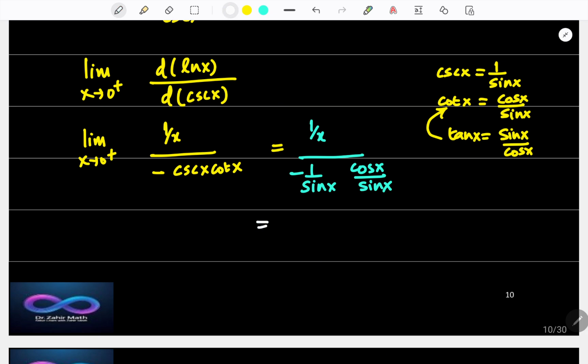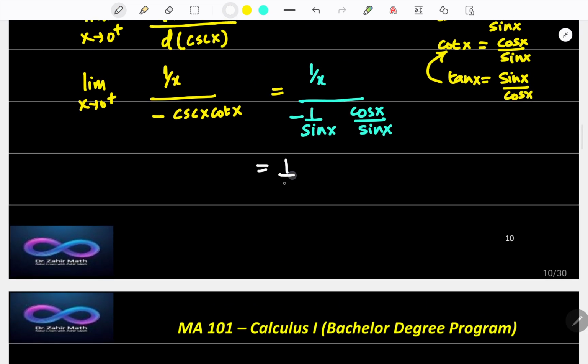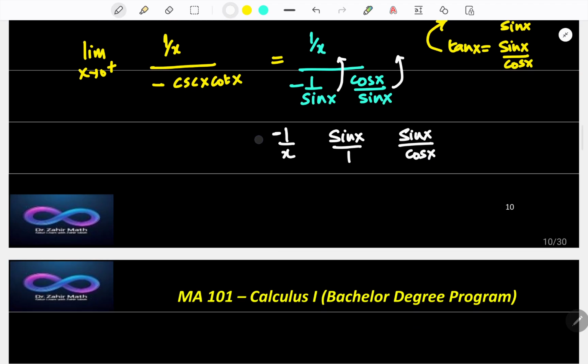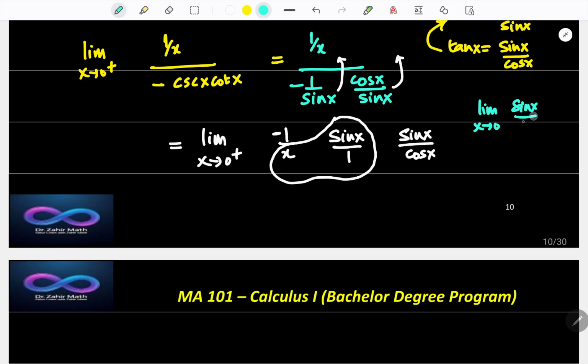Right. So now what happens? 1 by x I'm not touching, I keep it as it is. This you're going to flip it. Minus I'll keep it. So this is sin x divided by 1. This you flip it, you will get sin x divided by cosine x, right? Now, I forgot to put the limit. This equals limit x tends to 0 plus. Now, you know very well this is sin x divided by x. When x goes to 0, I gave it as a rule, remember? Limit x tends to 0 of sin x divided by x is equal to 1. So this part is equal to 1.